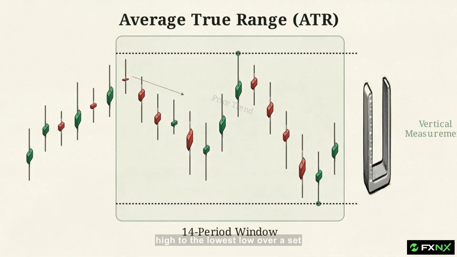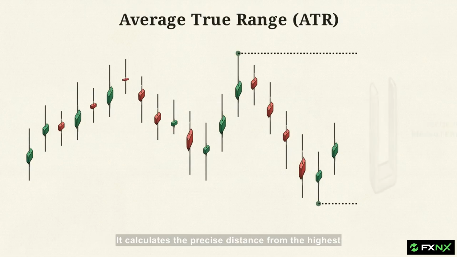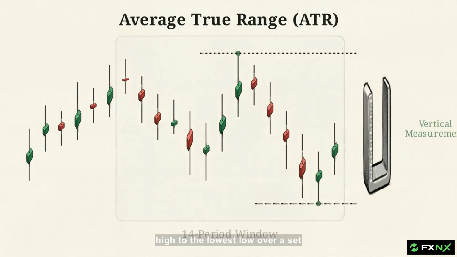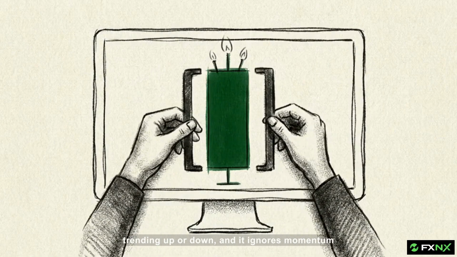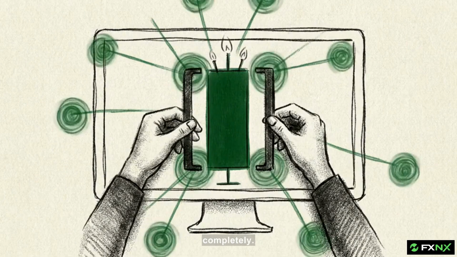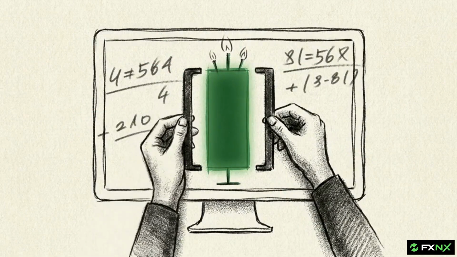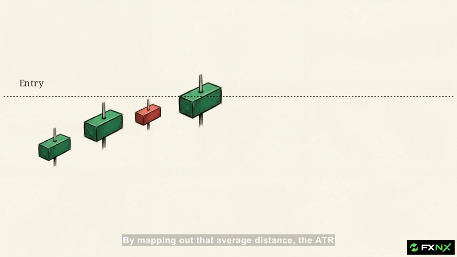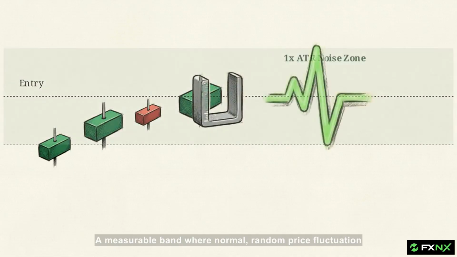This animated candlestick chart introduces the average true range, or ATR. It calculates the precise distance from the highest high to the lowest low over a set period, usually the last 14 candles. It doesn't tell you if the price is trending up or down, and it ignores momentum completely. It is purely a ruler for statistical volatility. By mapping out that average distance, the ATR establishes a noise zone, a measurable band where normal, random price fluctuation is mathematically expected to occur on any given day.